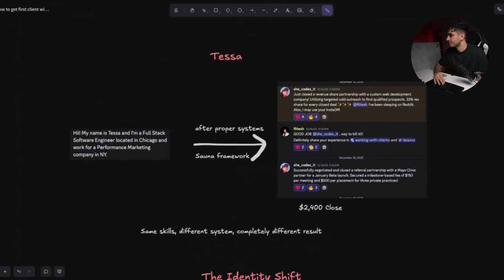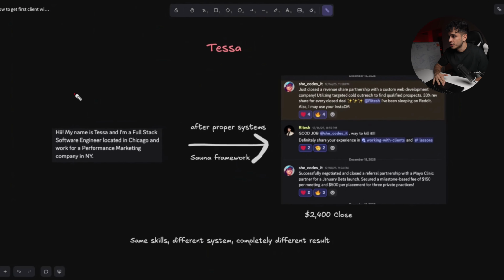So, here's an example. Tessa, before, when she first came in without knowing anything about systems and all that, was just a full stack software engineer located in Chicago, and she worked for a performance marketing company in New York. And again, she had the building experience. She's literally a full stack software engineer, but she wasn't able to get clients.